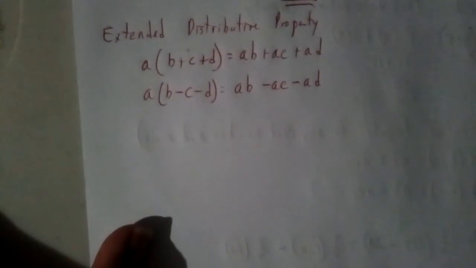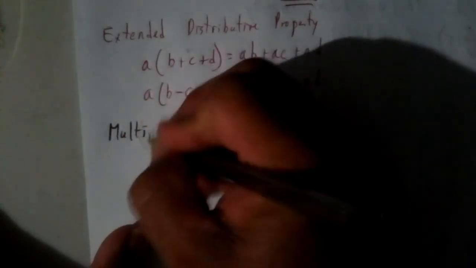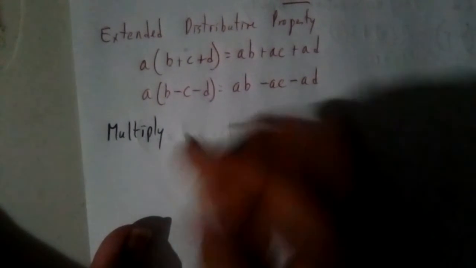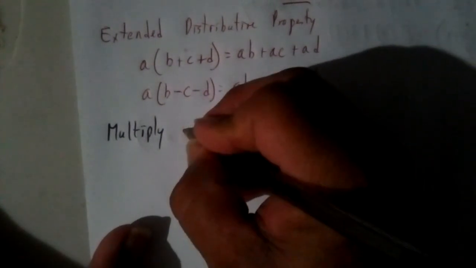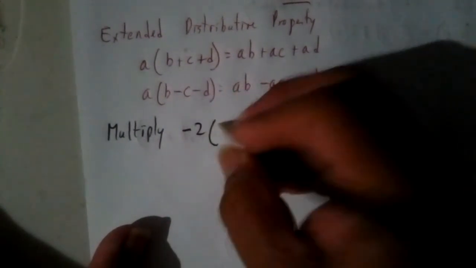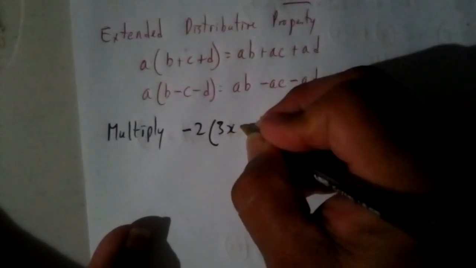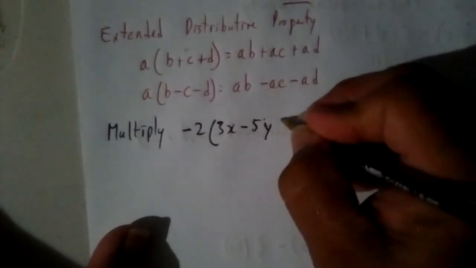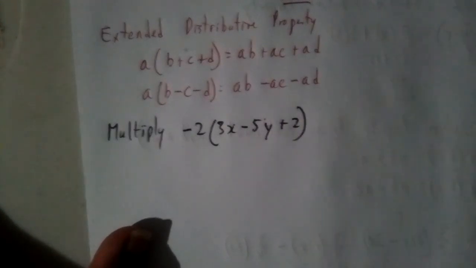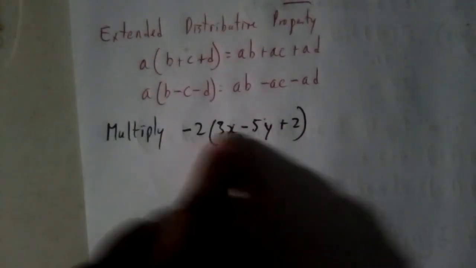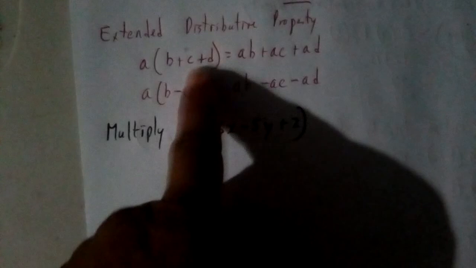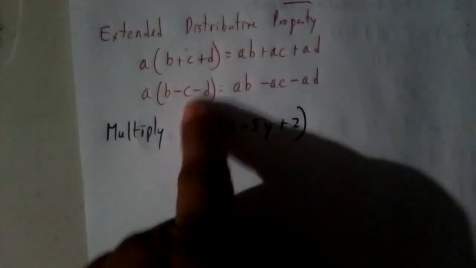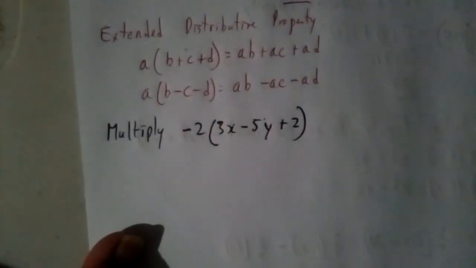So let's see some examples of the extended distributive property now. Okay, so I'm going to have to multiply, and this may be as a whole number, and I'm going to use now -2 open bracket 3x minus 5y plus 2. Okay, notice what we have here. We have different terms. That's why we call it extended distributive property. You are extending it a little bit more, the rules. So how do we work this out?